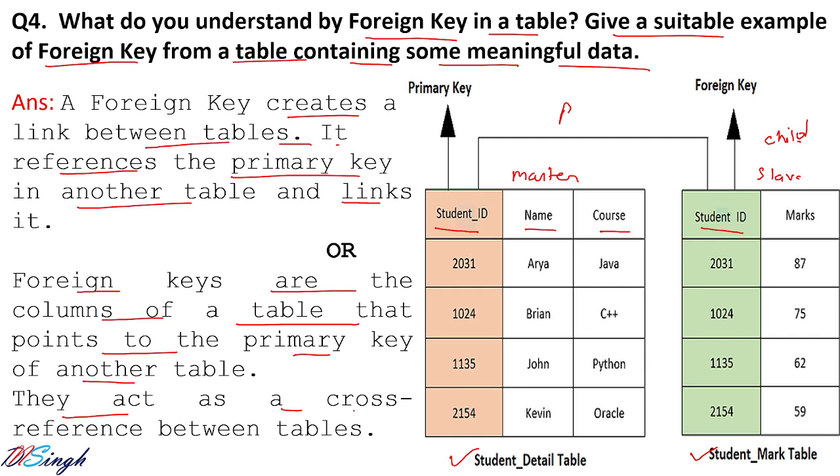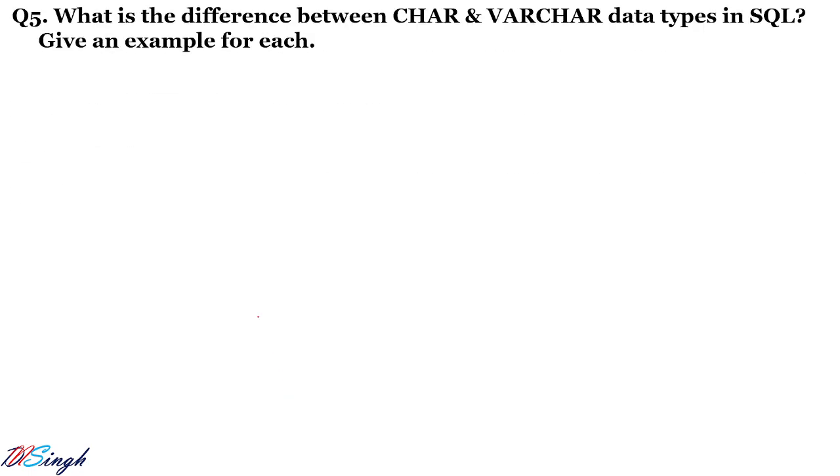I hope it is clear. They act as a cross reference between the tables. Okay, fine. Let us move to the next question. What is the difference between char and varchar? Usually they ask this question. So char is a short form of character, and varchar is a short form of variable character. They both are data types in SQL.